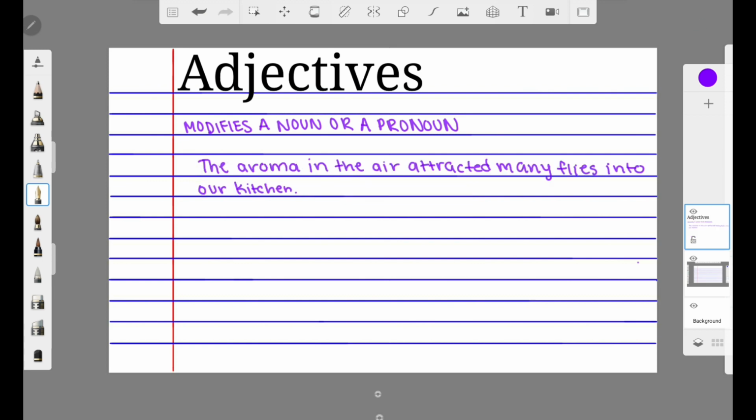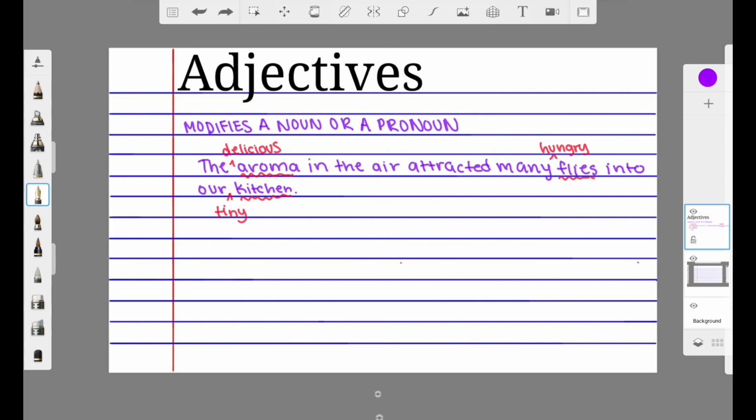Now, let's look at another example. Let's take the example: The aroma in the air attracted many flies into our kitchen. Now let's add some adjectives. We can add delicious right here, which modifies aroma. We can add hungry here, which modifies flies. And we can add tiny here. It's an adjective and modifies kitchen.